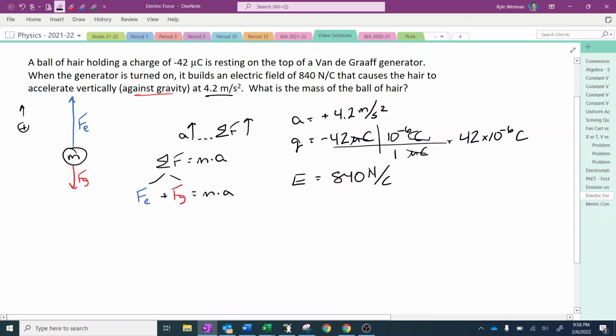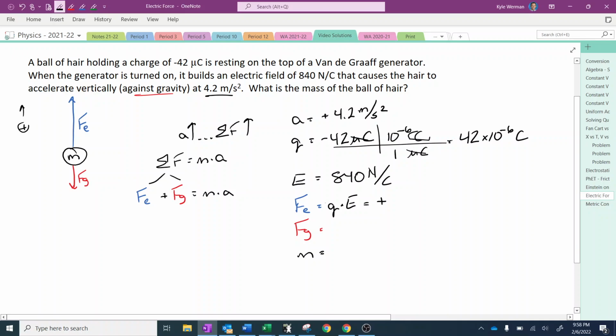And then what else do we need? Well, we need Fe, we don't know. Fg, we don't know. And we don't know our mass, right? So these are all those things in those equations. And hopefully we can identify some of these things. Well, we know that to find an electrostatic force, that is going to be charge times field strength. And so I can calculate Fe directly. I know that that arrow is going to be pointing upwards, so it's some positive value.